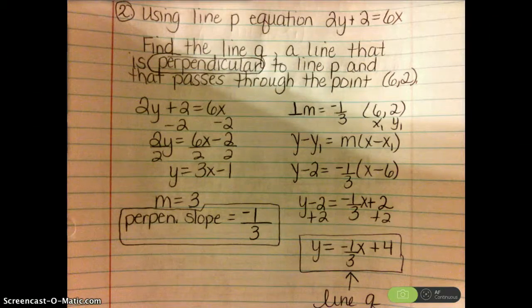And if we have a point and a slope, we can write an equation in point-slope form by using y minus y sub 1 equals m times (x minus x sub 1).